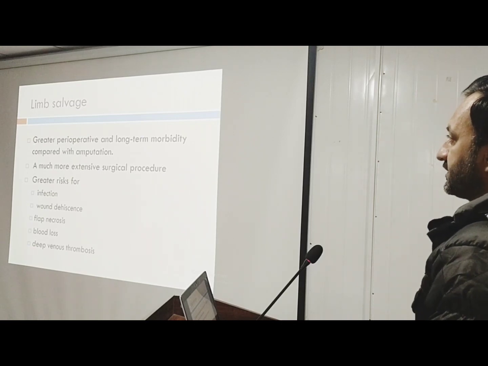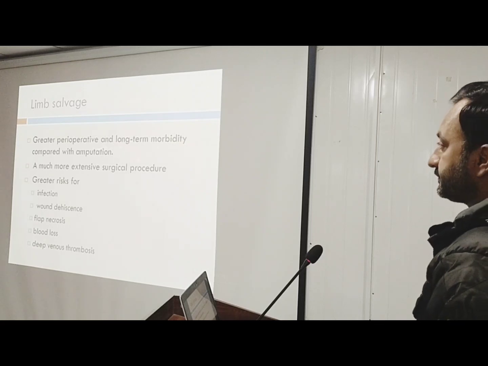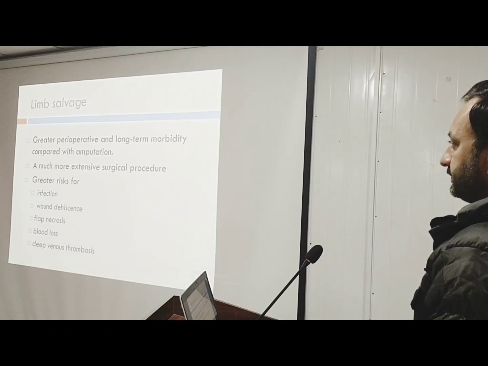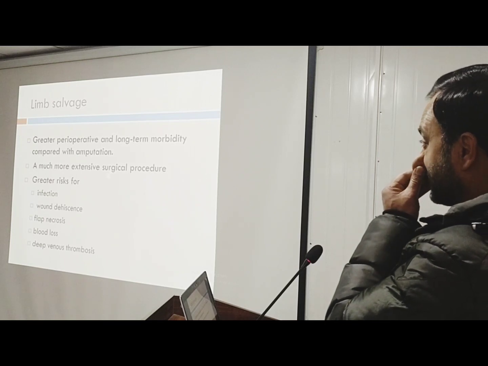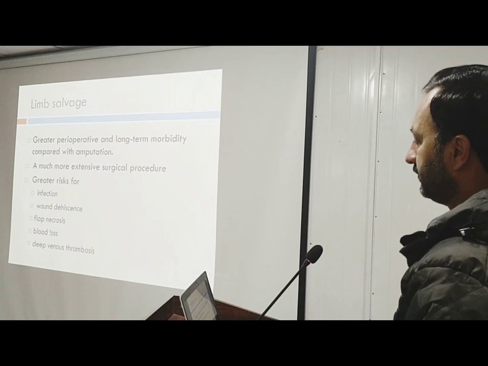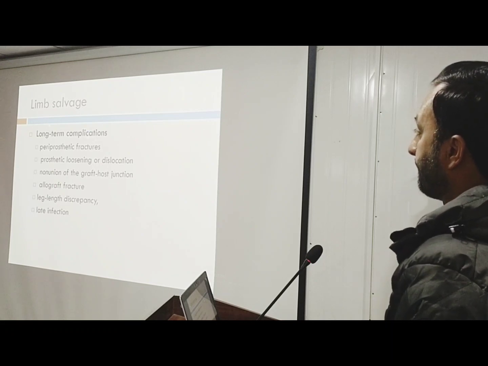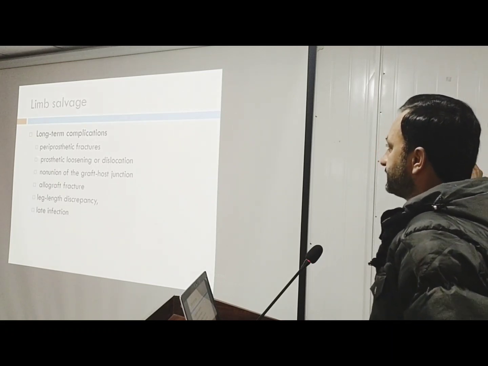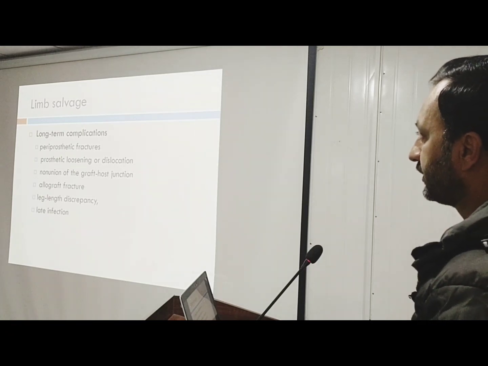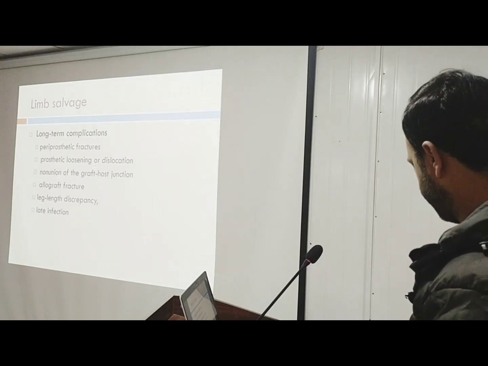So limb salvage has greater perioperative and long-term morbidity compared with amputation. It is obviously a much more extensive surgical procedure as compared to amputation. There is greater risk for infection in limb salvage surgeries, wound dehiscence, flap necrosis, blood loss, and deep vein thrombosis. Long-term complications in limb salvage surgeries are periprosthetic fractures, prosthetic loosening and dislocation, non-unions, allograft fractures, LLD, and late infections.